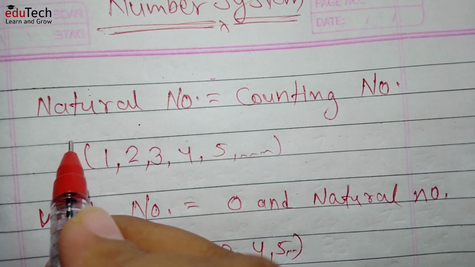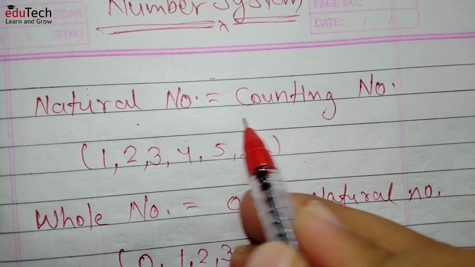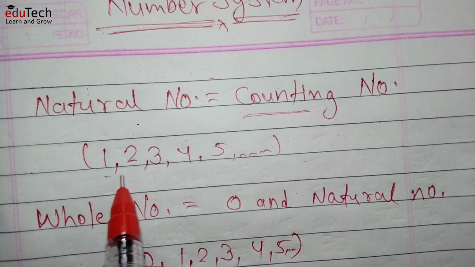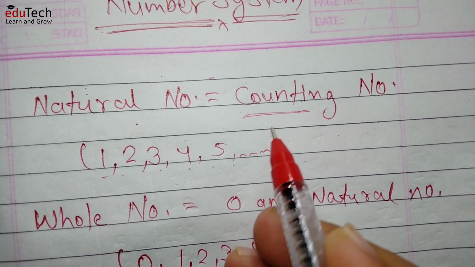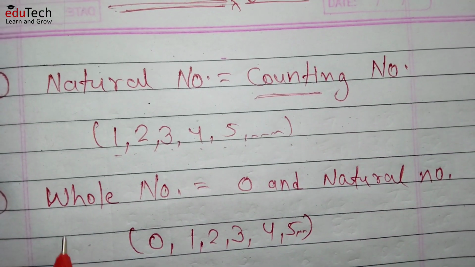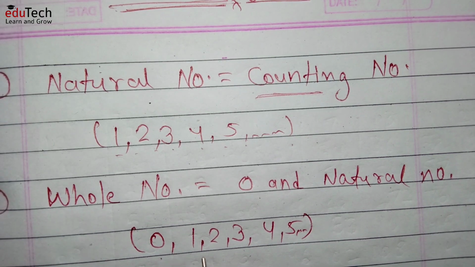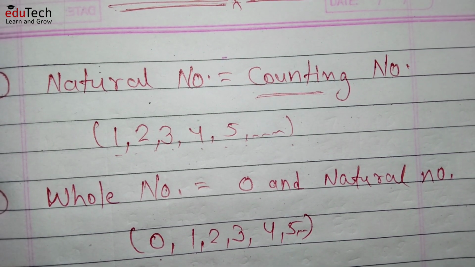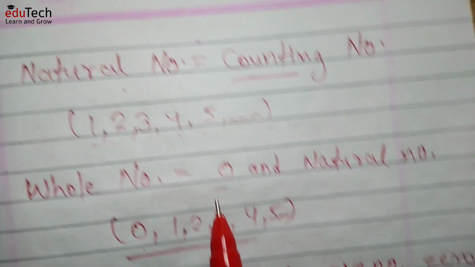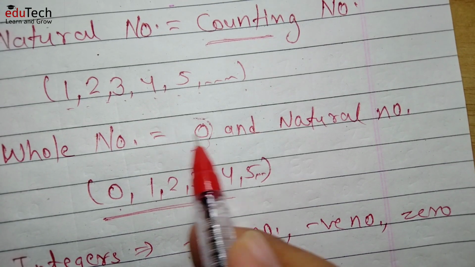So first one is natural number. Natural number is also called counting number, and those are 1, 2, 3, 4, 5, 6, which are counting numbers. Second one is whole number. Whole number is 0 and natural number, means 0, 1, 2, 3, 4, 5, 6. These are whole number including 0.